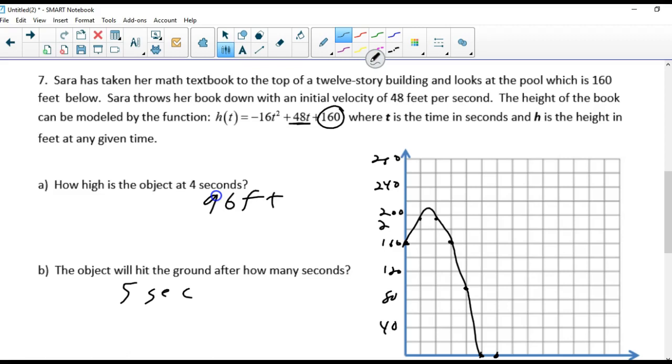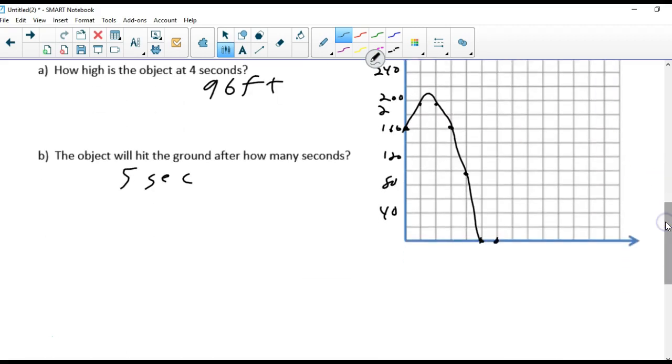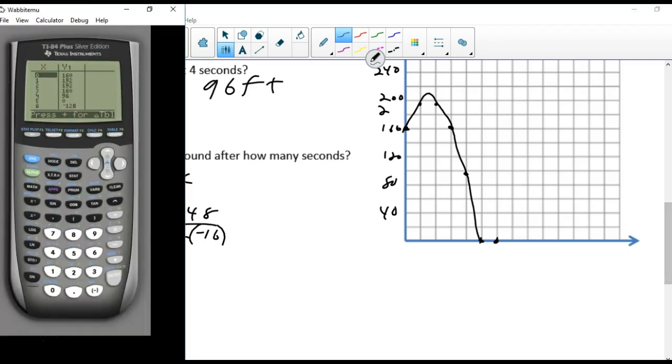Now, just for the heck of it, what is that vertex? Well, let's find out. This bonus material, the vertex, opposite of B over 2A. Well, that's going to be 48 divided by 32, which you can probably guess from looking at the screen, the table. 48 divided by 32 is going to be 1.5.